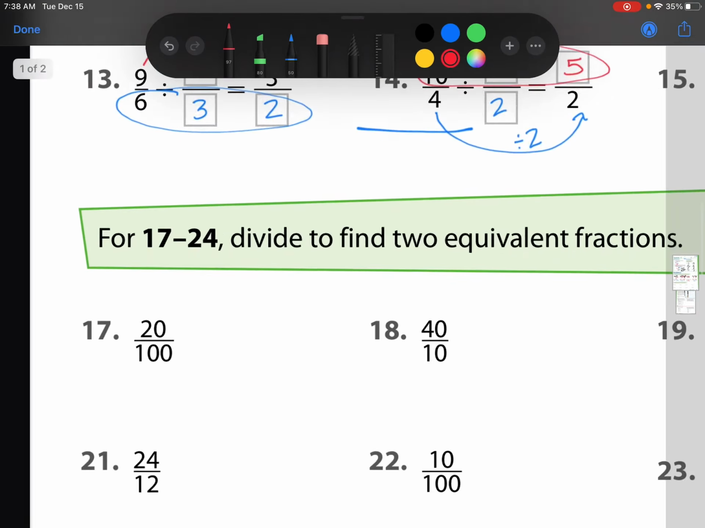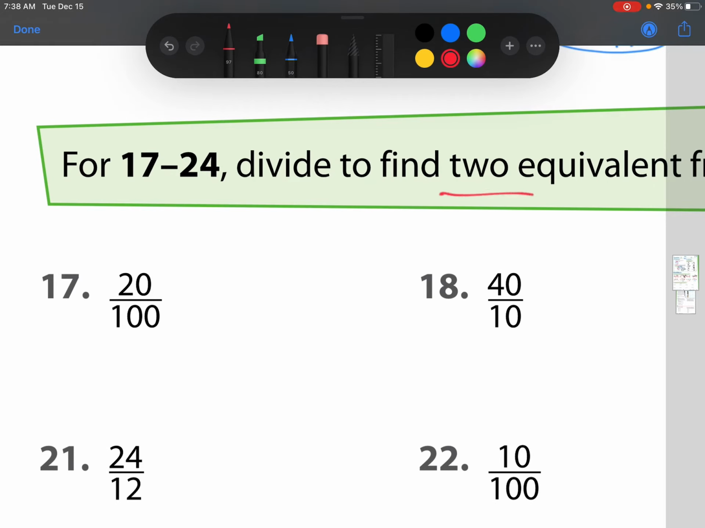Now this next one, it doesn't have the boxes, and it says we need to find 2 equivalent fractions. So we're going to have to divide it 2 times. Or we could divide it and multiply. Any of these will work. So this first one, I'm going to divide it by 10 because it looks like that's easy. Because they both end in that 0. So I know I can divide it by 10. 20 divided by 10 is 2. 10 divided by 10 is 1.